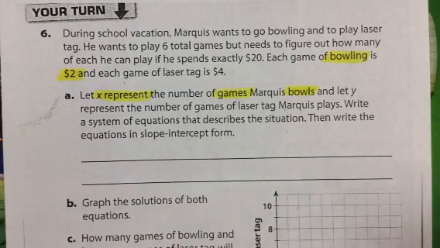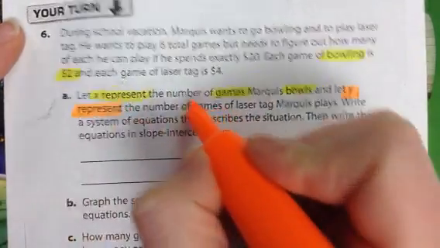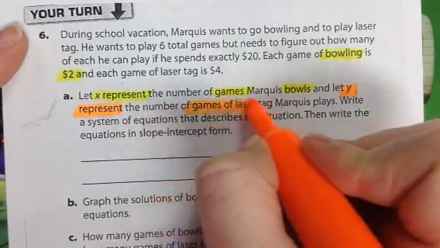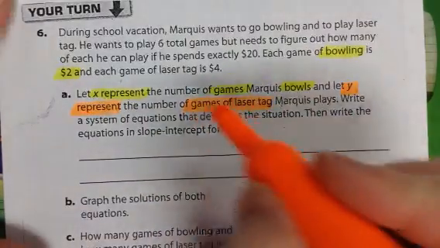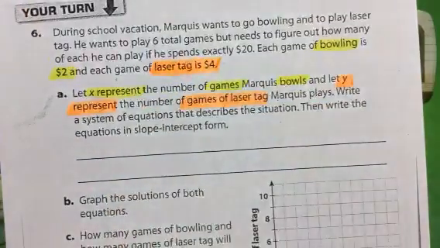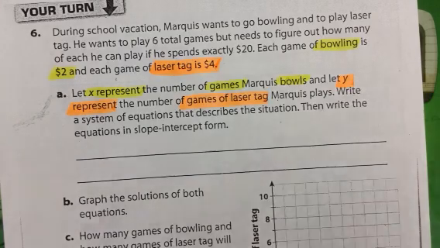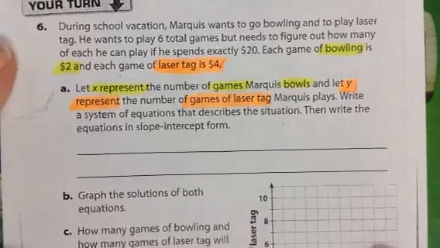In orange, it says Y is going to represent the games of laser tag. So up here, it told me that laser tag is $4. I have to write 2 different equations that have the variables X and Y to have a system of equations.